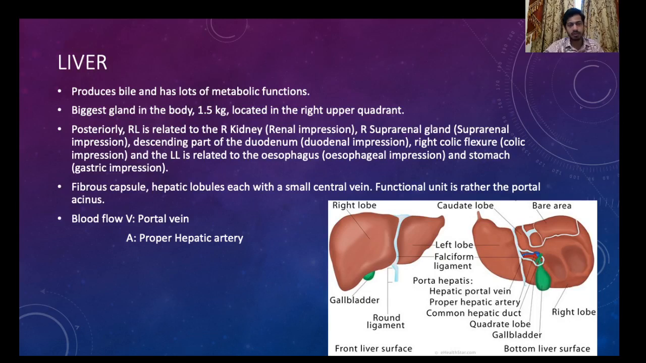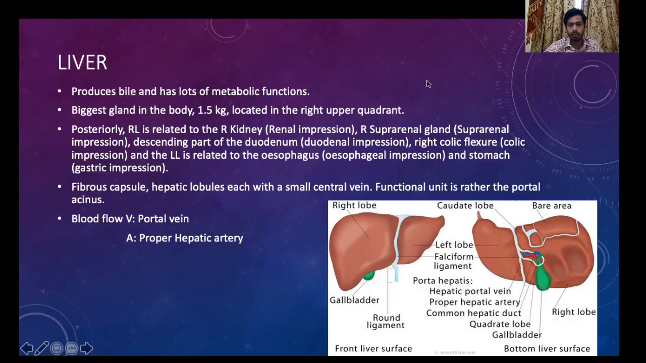The liver obviously produces bile, and it has many, many metabolic functions, and it's heavily involved in the biochemistry, you know, coagulation factors, detoxification of toxic substances, just all round metabolism. It is the biggest gland in the body. It's roughly about 1.5 kilograms, and it's located in the right upper quadrant.